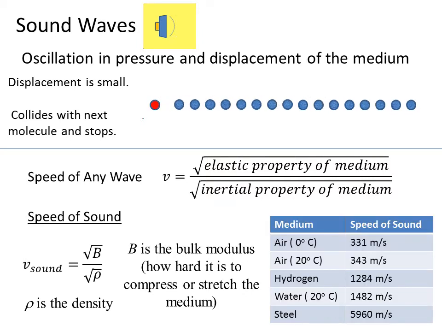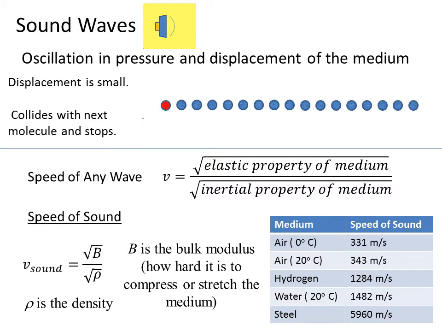Here we have a few different media and the speed of sound in these media. Cold air has a speed of sound of 331 meters per second. If you warm the air up a bit to room temperature, 20 degrees, the density goes down a bit and the speed of sound goes up to 343 meters per second. Hydrogen is even less dense. It's a very light gas. Its speed of sound is 1,284 meters per second.